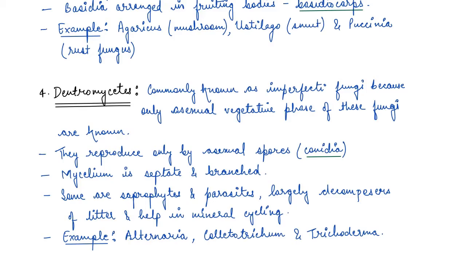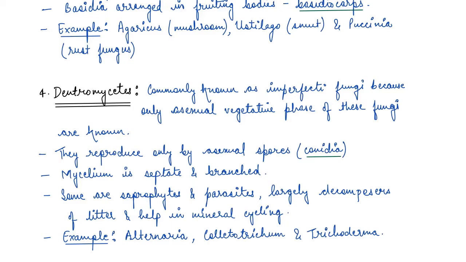Now they reproduce only by asexual spores, which are known as conidia. Again the mycelium is septate and branched, and they are sometimes saprophytes and parasites. Mostly they are decomposers of litter and help in mineral cycling. So Trichoderma is an example that you can remember, or Alternaria as well, as examples of Deuteromycetes. They are known as imperfect fungi because they are present only as the asexual vegetative phase.